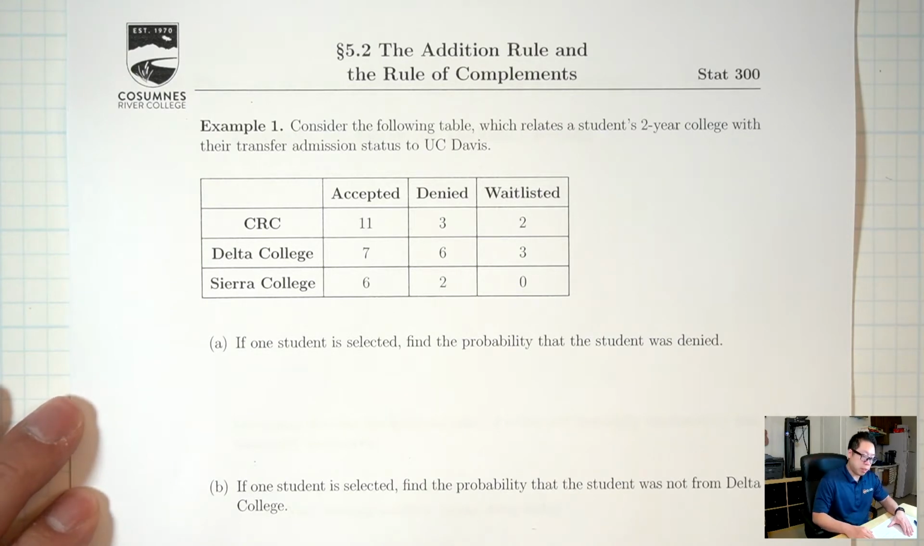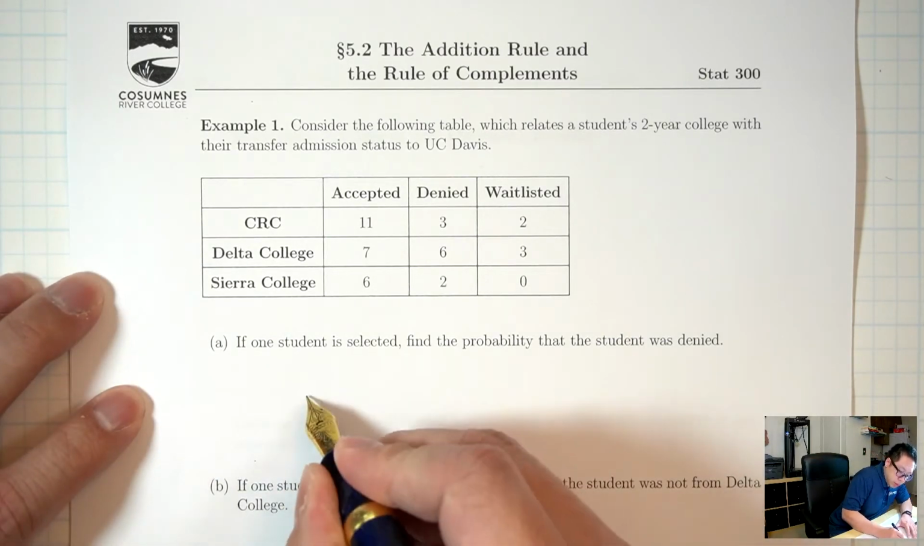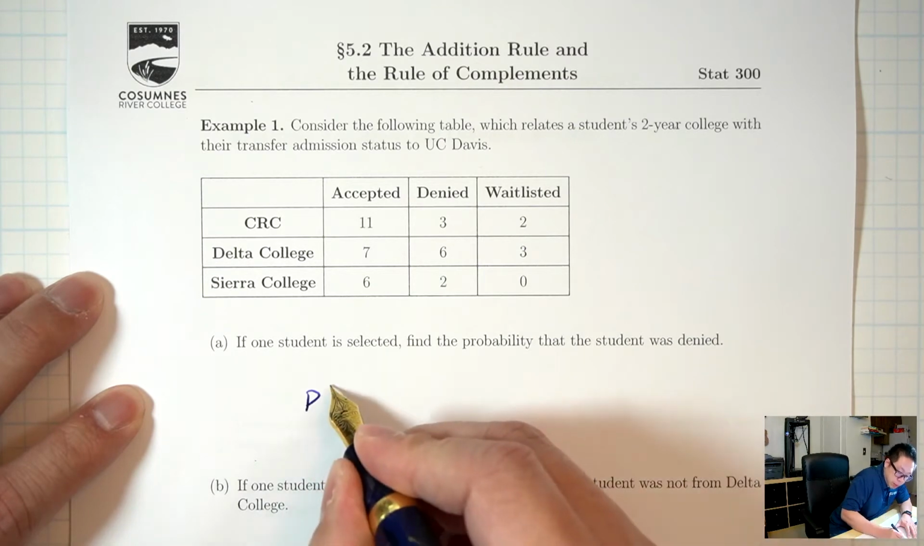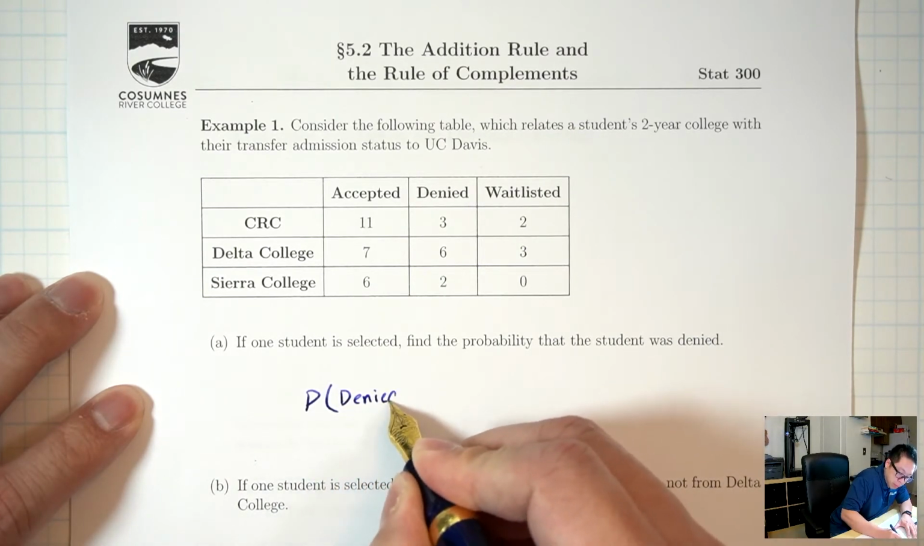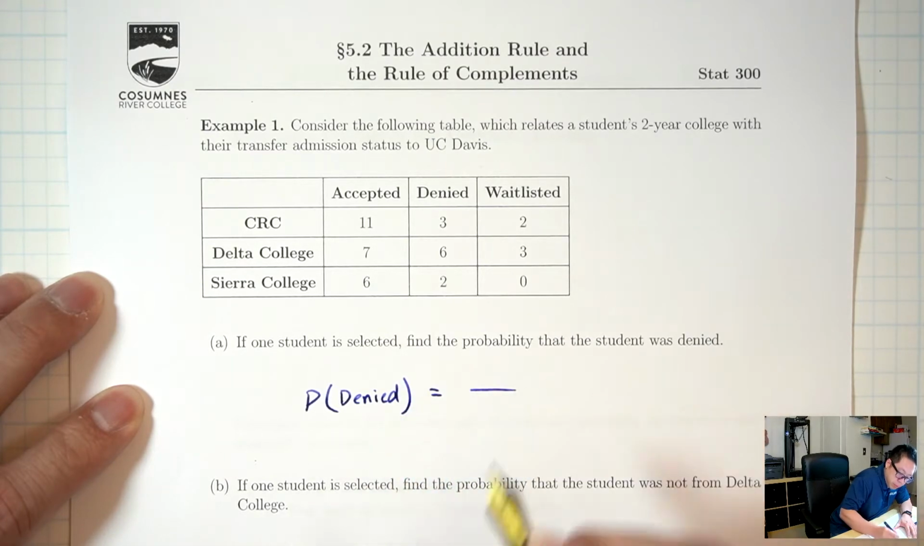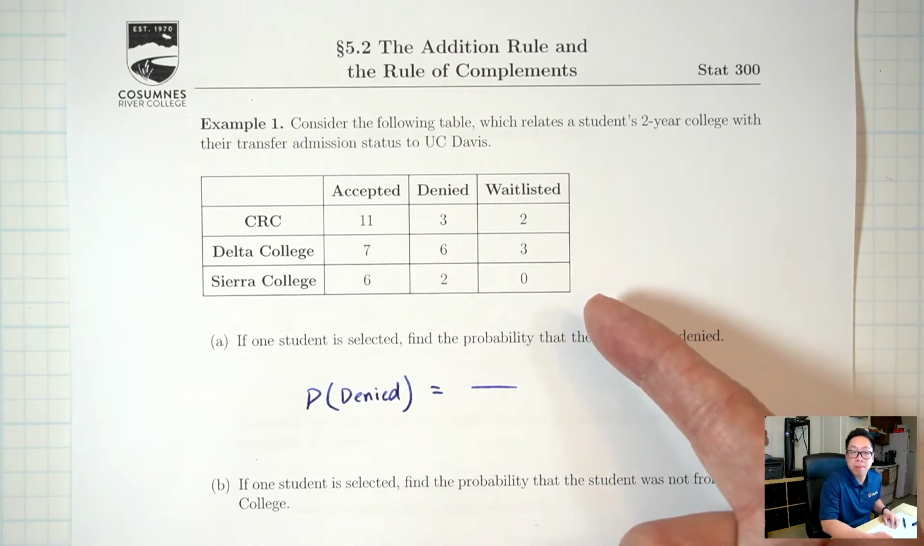Part A says, if one student is selected, find the probability that the student was denied. I'm going to use some notation here. I'm looking for the probability of getting a student who was denied. It's going to be a fraction. The bottom is going to be, what are all the possible students I could have picked? How many possible students could I have picked? Well, that's just how many total students I have.